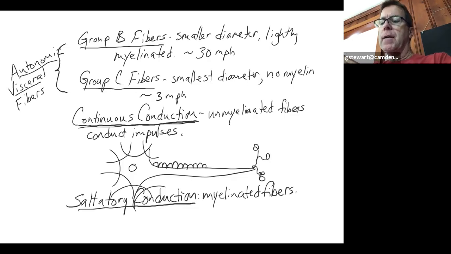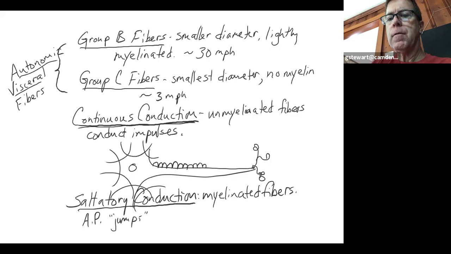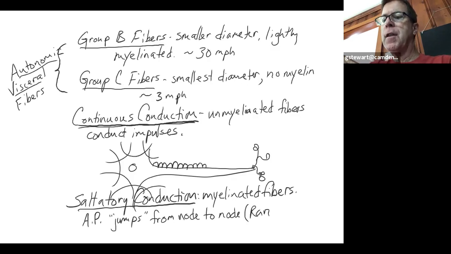And how they conduct their impulses is the depolarization, the action potential, literally jumps from node of Ranvier to node of Ranvier. Remember those gaps in the myelin sheath? So I'll show you how saltatory conduction works.